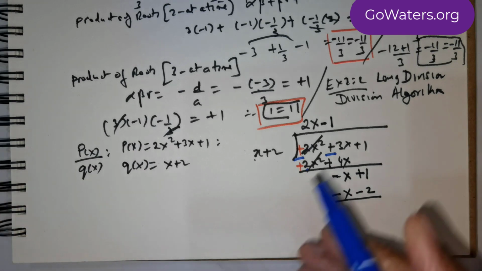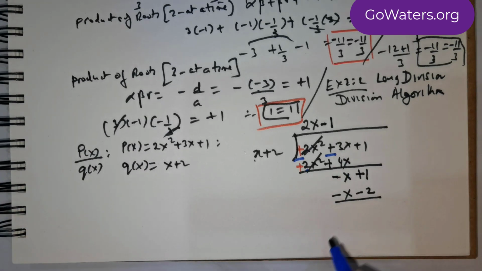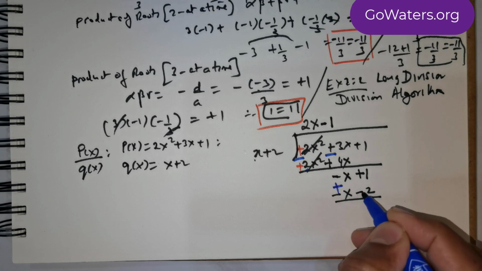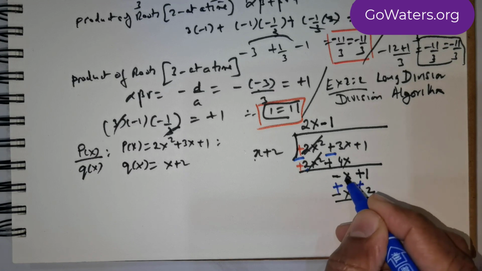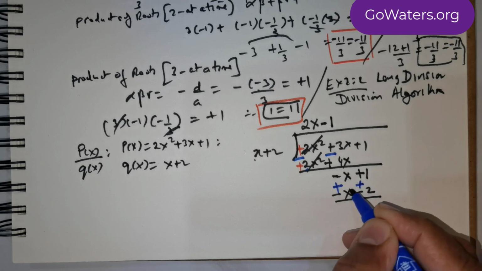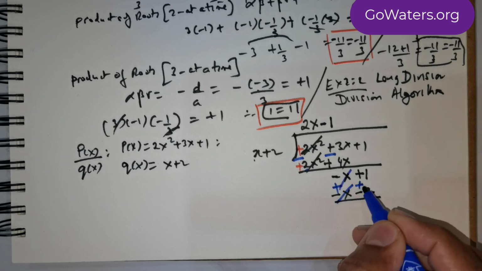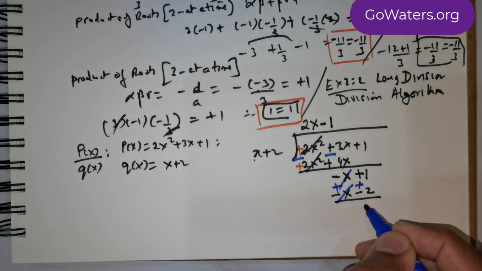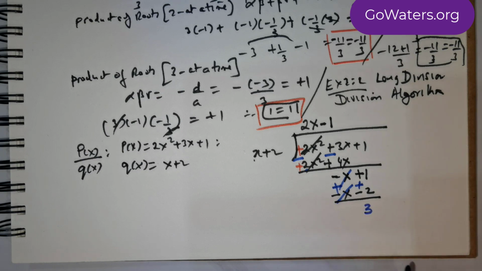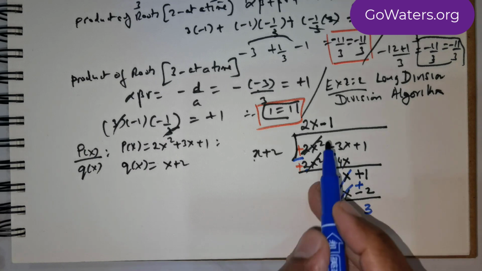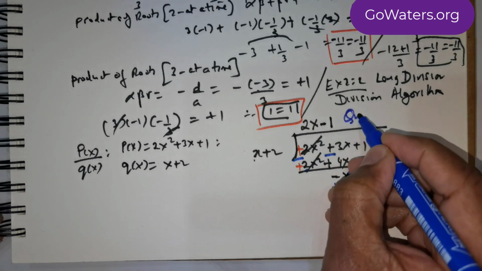Now we change the sign. You got a negative sign, change it to positive. You got a negative sign, change it to positive. Negative x added with positive x will result in 0. You don't have to place the 0. Positive 1 added with positive 2 will give me 3. So this is how you divide. Now we got two quantities here. This is called the quotient.